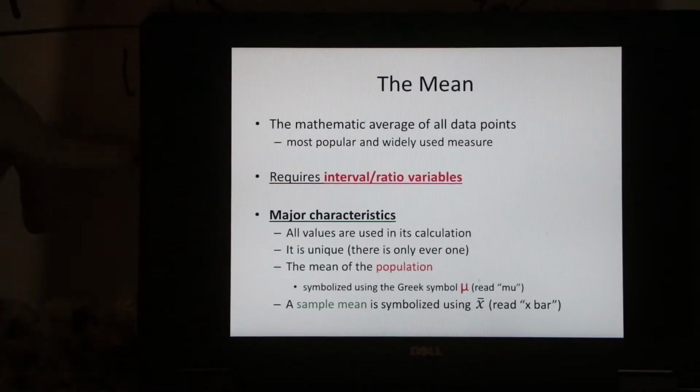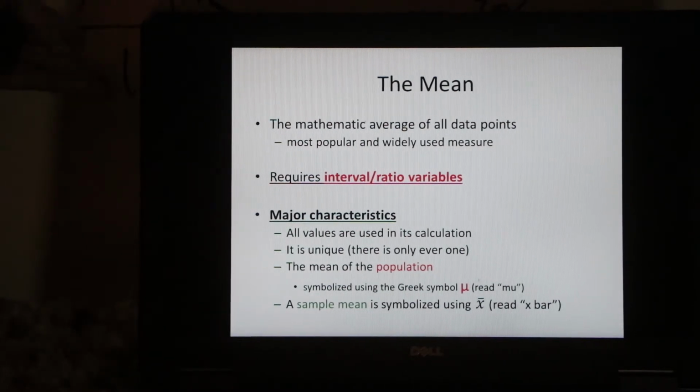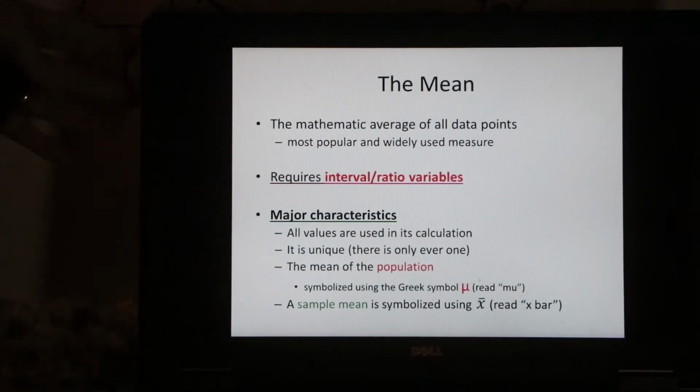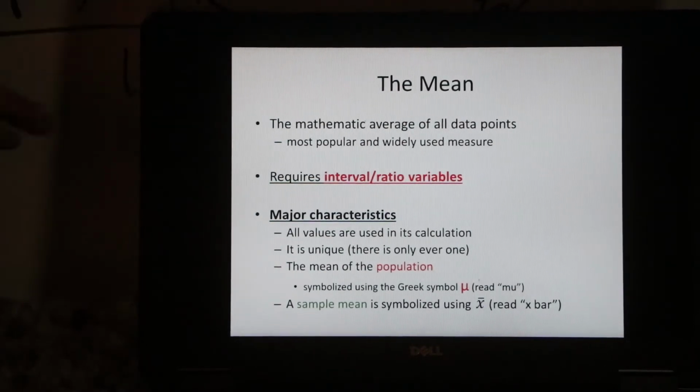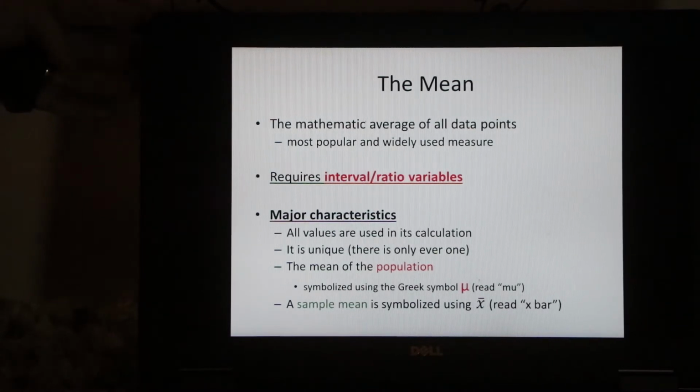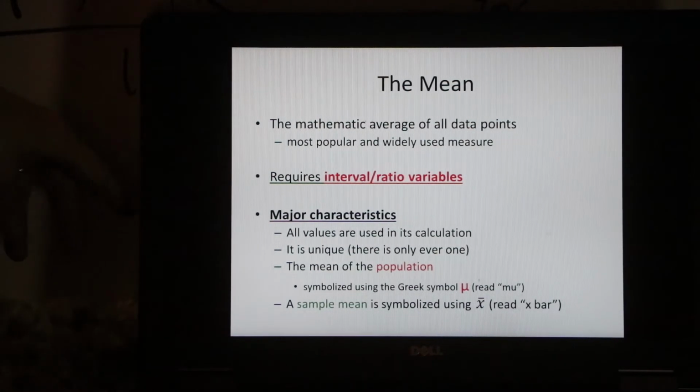So here's some key points about the mean. One important thing to know is that it uses every data point. It is the average, the mathematic average of all the data points. It's because it uses all of the data. It's the most popular and widely used measure. As we said, it requires interval ratio level variables. Down here I already said how all values are used in its calculation. It's unique in that there's only ever one. You only have one mean, unlike, say, with the mode, where you can have 2 modes.